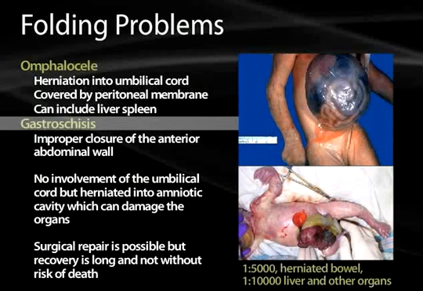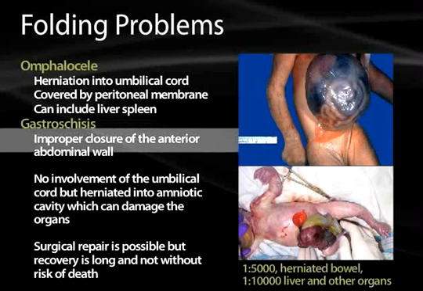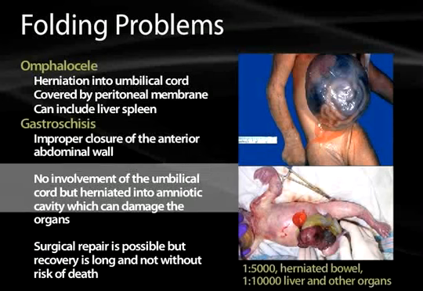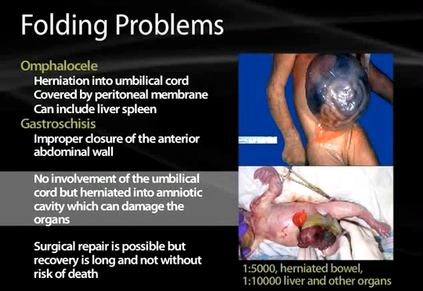A more serious effect would be a gastroschisis, and in general I would encourage you to remember that anything that ends in schisis is never good. There's an improper closure in a gastroschisis of the anterior abdominal wall, but there's no involvement of the umbilical cord because it's going to go skirting past this on the right side typically, and the organs actually herniate out into the amniotic cavity. And that amniotic fluid and the exposure that it has oftentimes damages the organs.